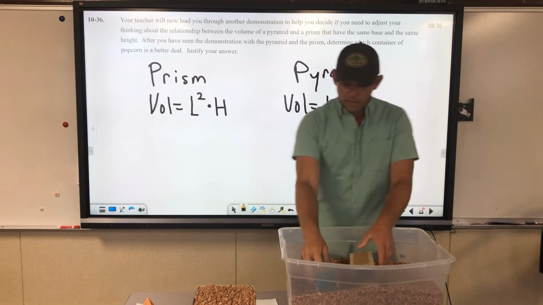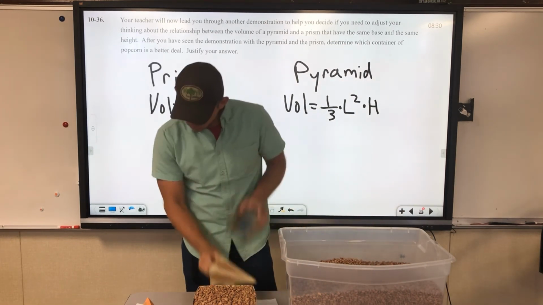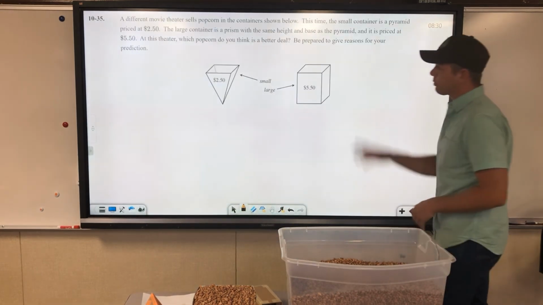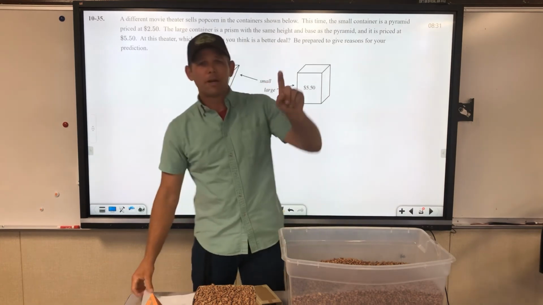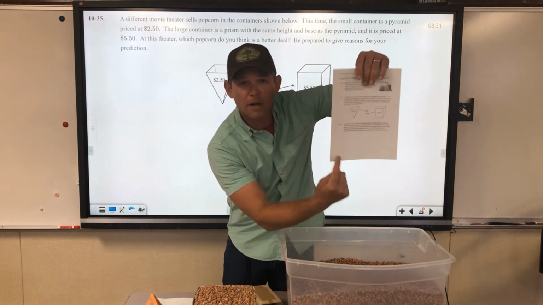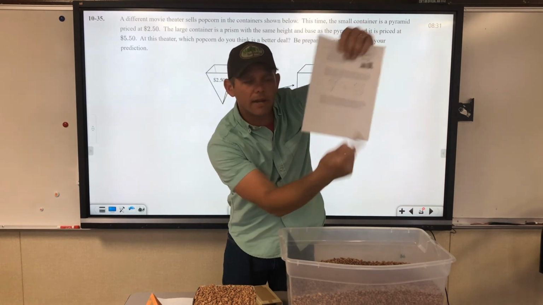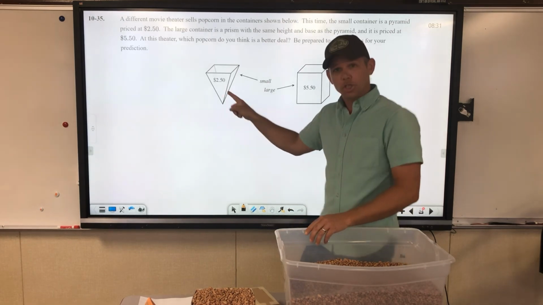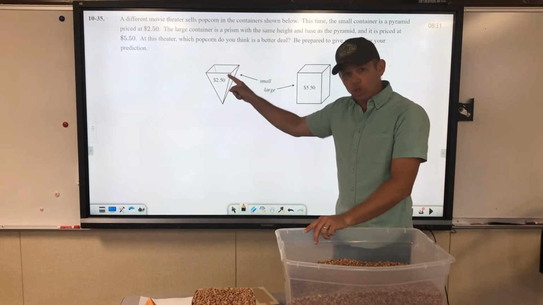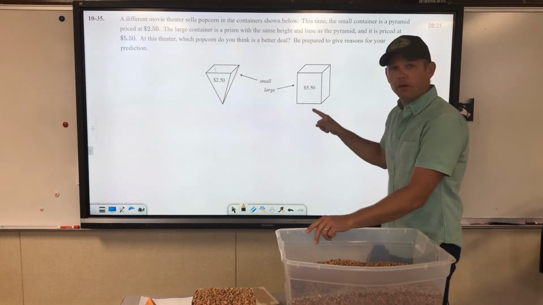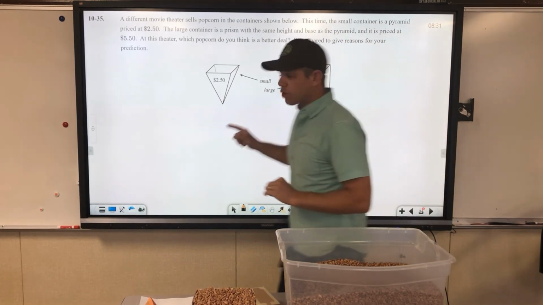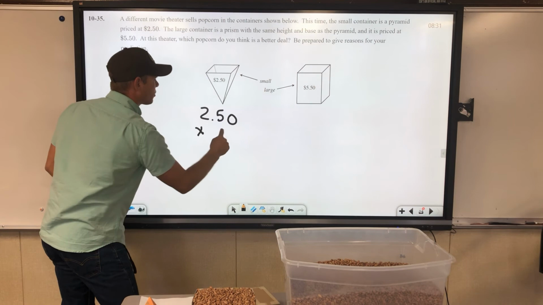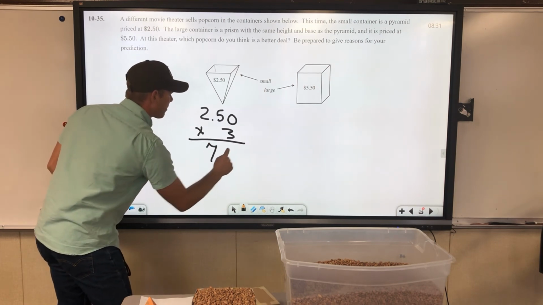Okay? So let's go ahead and determine which of these is the better deal. Now, I'm going to be referring to 10-35, but if you need more room to write at the bottom, you could write your answer down here. So let's think here. This prism is a small. How many scoops of popcorn would it cost to fill that up? It would take 3 scoops. So if it would take 3 pyramid scoops, 250 times 3 equals 750.